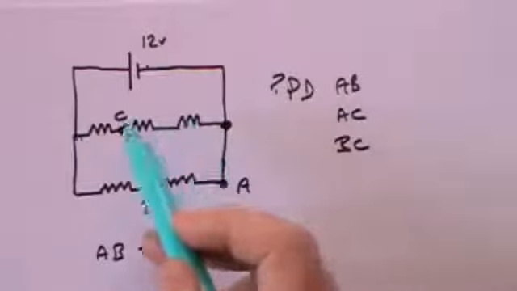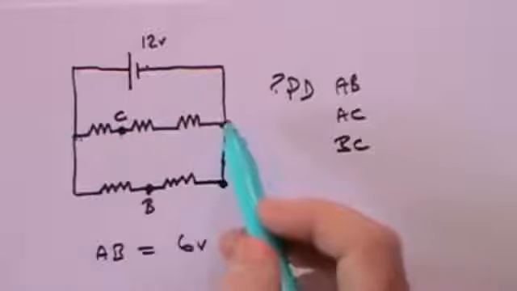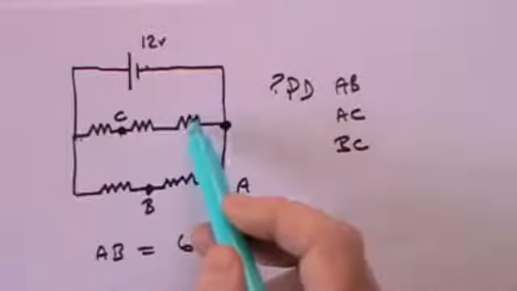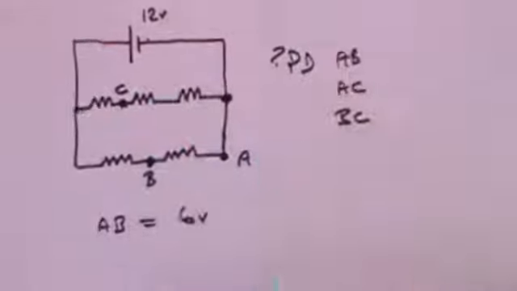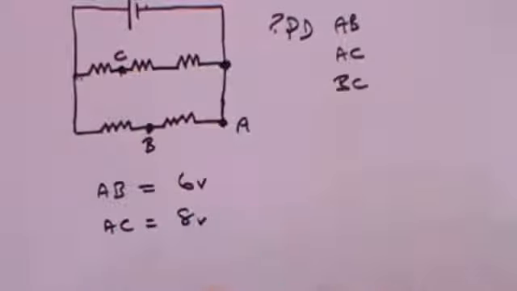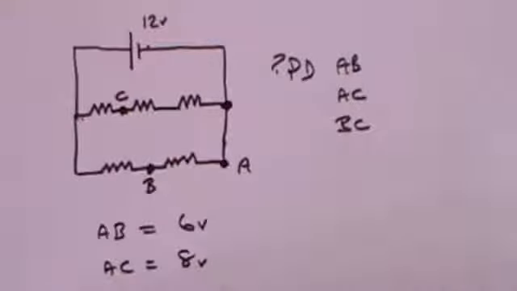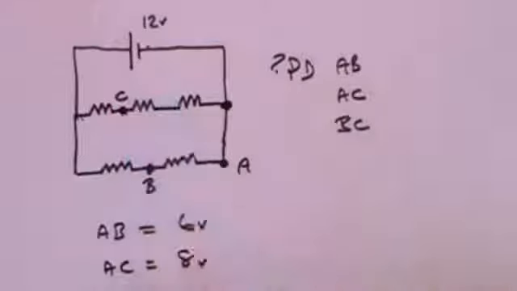4 volts across that one, 4 volts across that one, 4 volts across that one. So how many volts drop between that one and that one? Answer, 4 volts there, 4 volts there. Total AC is going to be a voltage drop of 8 volts. Now comes the difficult one. What's the voltage drop across BC?